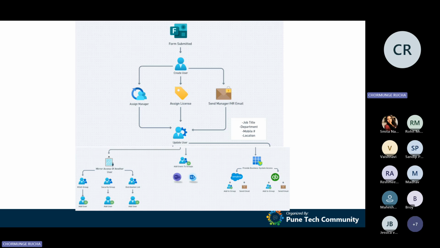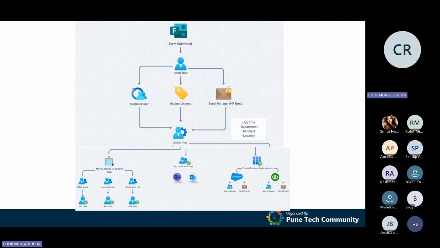Now here, the process begins when an HR personnel fills out a Microsoft form with new employee details. Like there might be fields like job title, department, contact number, their location, anything can be. So then we create a user. Now this user is created via Azure Active Directory to create the user in the tenant directory. Now after that, we assign a license, we notify the manager, and we send the HR email as well.